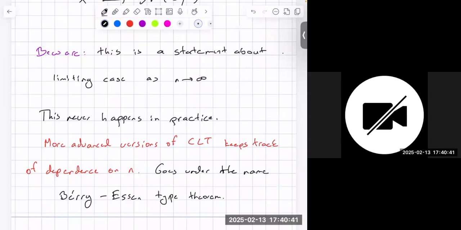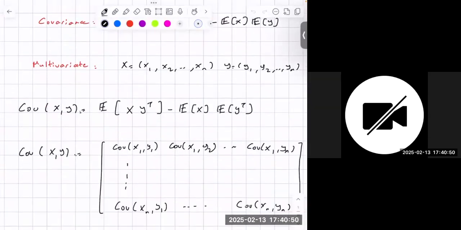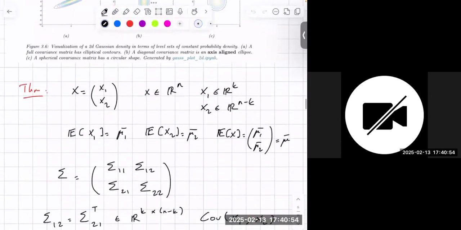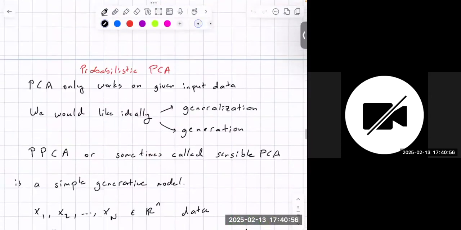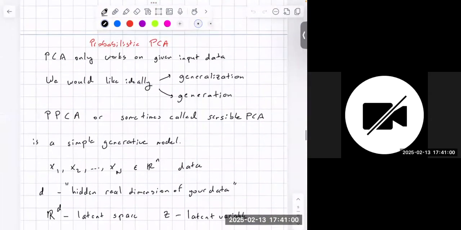Okay, now I want to use the last 6 minutes to talk about probabilistic PCA. All right, so probabilistic PCA is kind of an addition to PCA we have seen. How does that go?